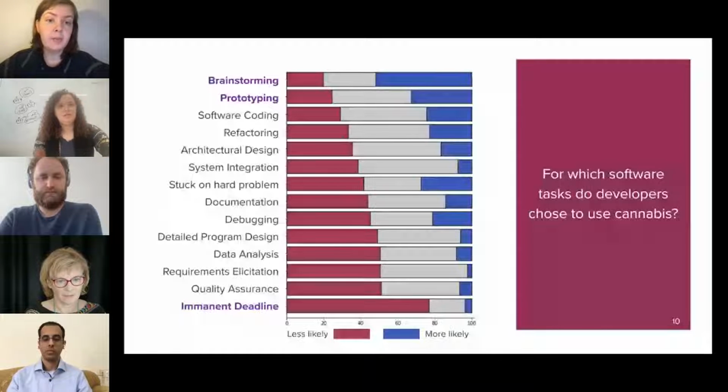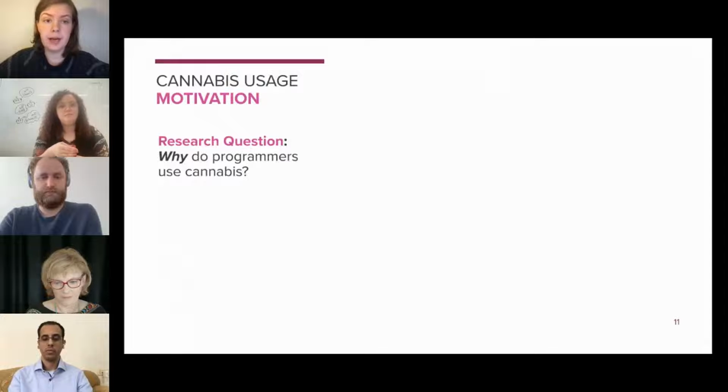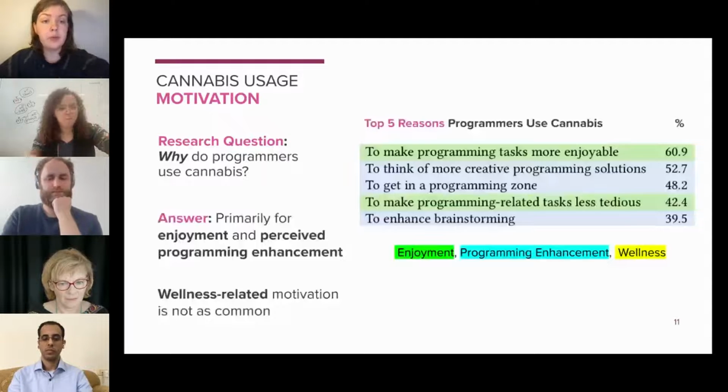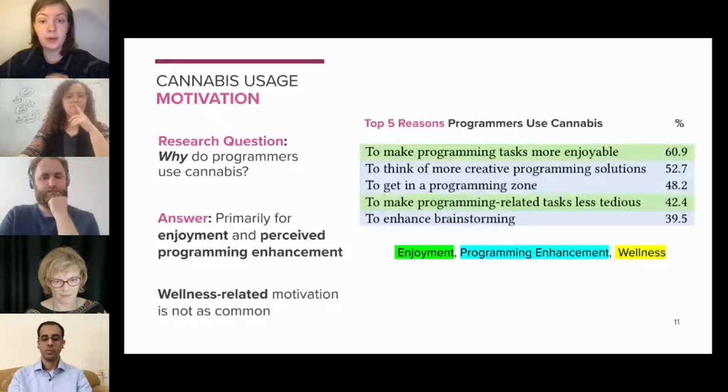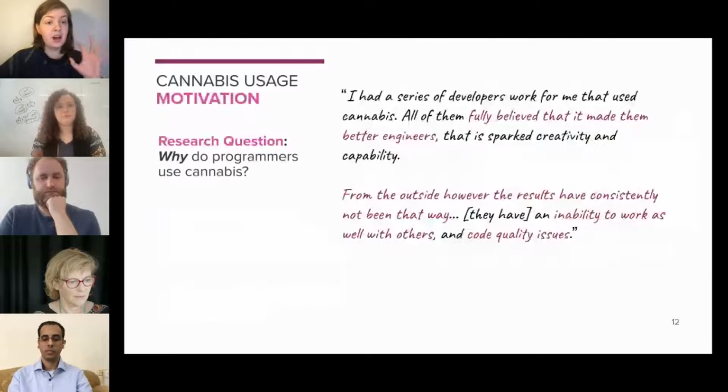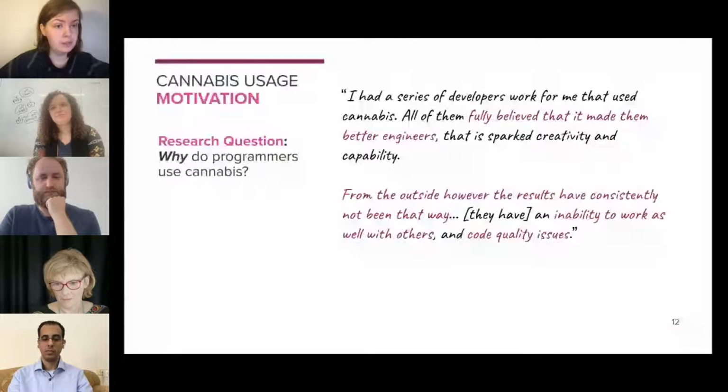Finally, now that we know when programmers use cannabis, let's explore why. Overall, we find that it's primarily for enjoyment or perceived programming enhancement. For instance, over half of programmers use cannabis to make programming tasks more enjoyable or to think of more creative programming solutions. However, not all opinions about cannabis use while programming were positive. For instance, this participant managed several programmers who fully believed that cannabis made them better, but from the outside they had various code quality issues.